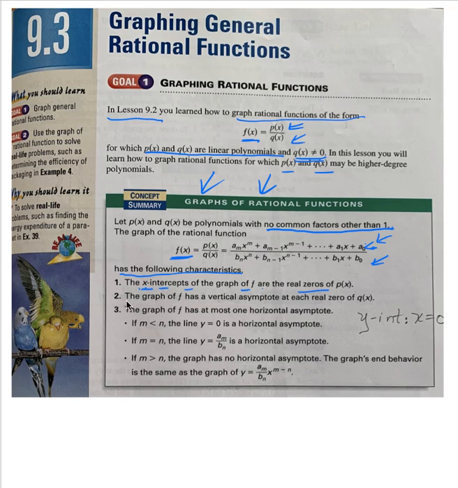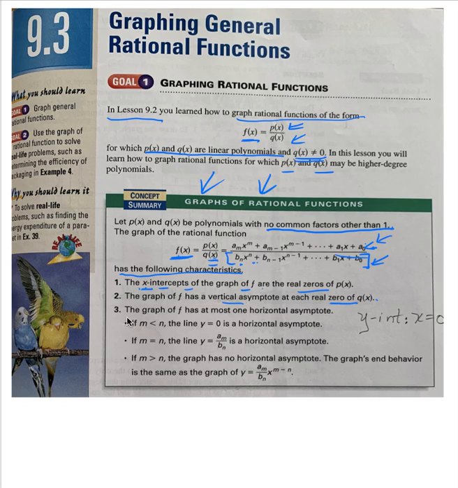All right, now number 2, the graph of f of x, the rational function, has vertical asymptotes at the real zeros of q of x. Since q of x is in the denominator, I don't want q of x to equal 0, because then my rational function would be undefined. I need to restrict my domain from the x values that would cause my denominator to equal 0. So therefore, I know that I'm going to have vertical asymptotes at the real zeros of q of x.